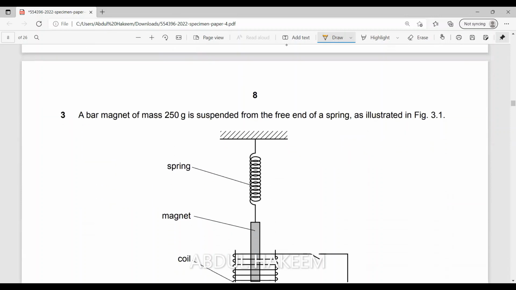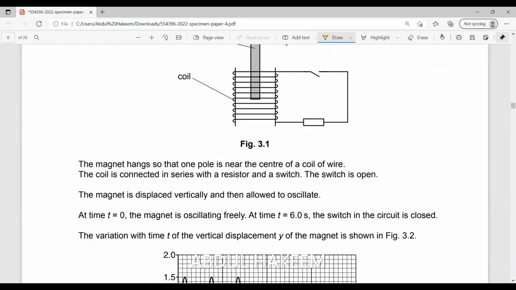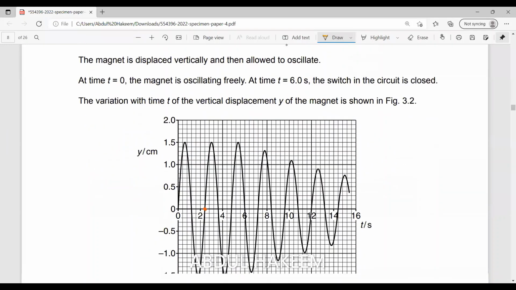And the next: a bar magnet of mass 250 gram is suspended from the free end of a spring as illustrated. The magnet hangs so that one pole is near the center of a coil of wire. The coil is connected in series with a resistor and a switch. The switch is open. The magnet is displaced vertically and then allowed to oscillate. At time 0, the magnet is oscillating freely. At time 6, the switch in the circuit is closed, so the damping starts. Look at this.